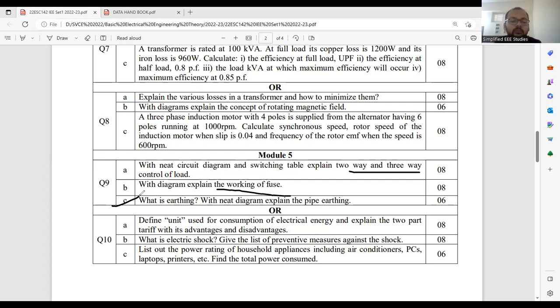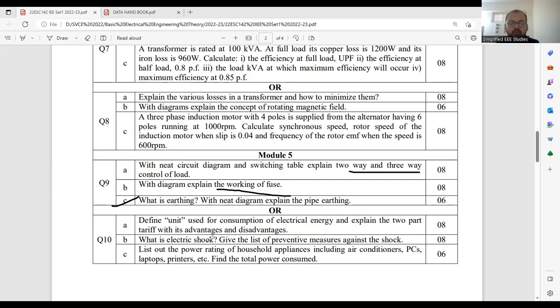There are two types of earthing: pipe earthing and plate earthing. You can elaborate on pipe earthing in detail. Diagram is mandatory. Similarly, define unit. It is the commercial unit of electrical energy. 1 unit is equal to 1 kilowatt hour. Your two-part tariff, you can directly take the information from the data handbook. This module is very simple. I request everyone to score 20 out of 20.